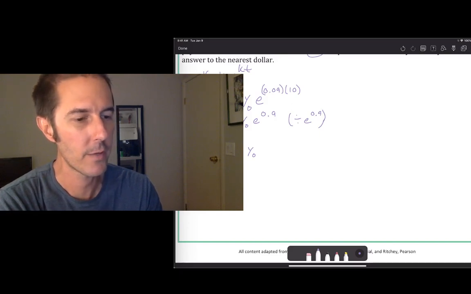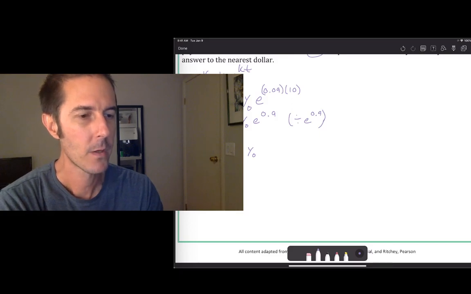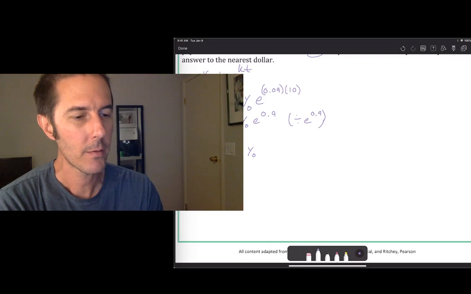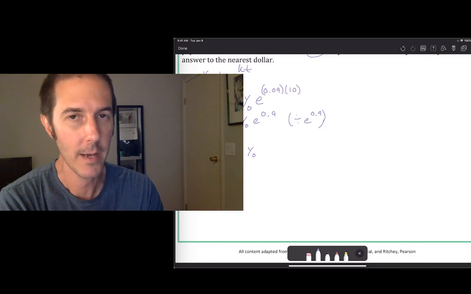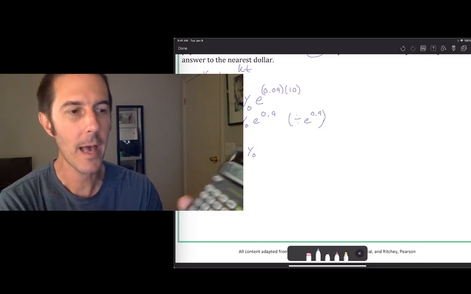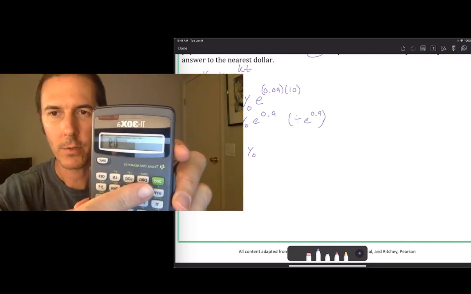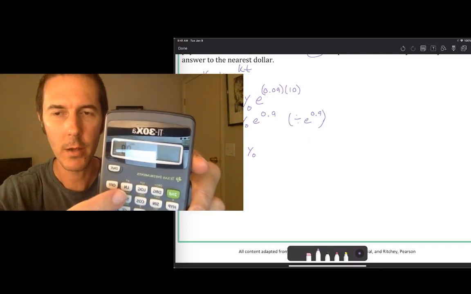Okay, now we're ready. 7,000 is what I'm typing in, divided by, and then here's where it gets backwards. I'm going to type in 0.9. So far I've got 7,000 divided by 0.9. Then I'm going to hit the e to the x button, which means I have to use the second button, which is up here, and then I'll hit e to the x, which is over natural log.